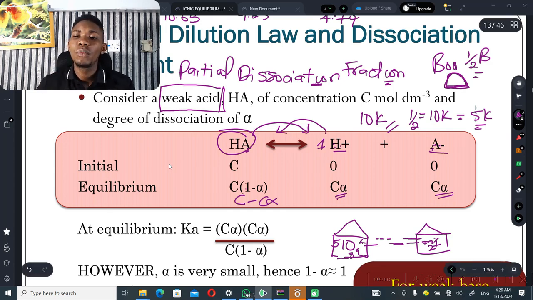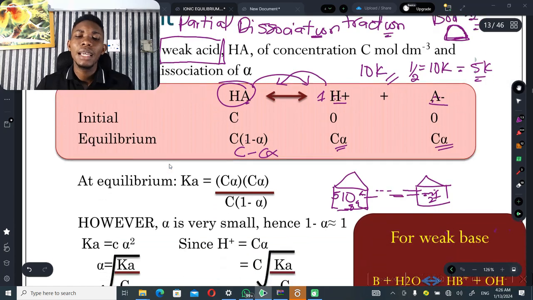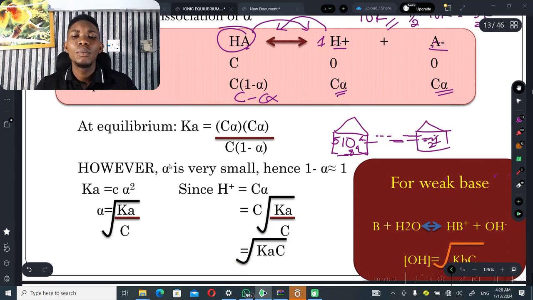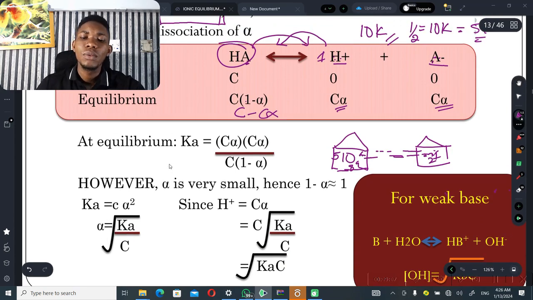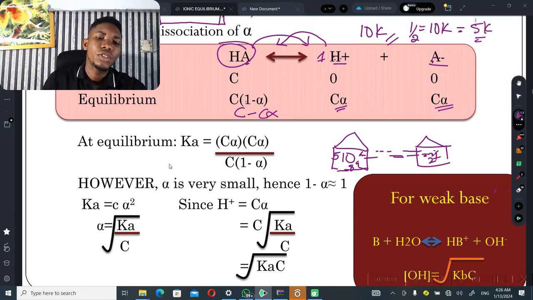So at equilibrium, what did we say happened? We said at equilibrium, if you want to pull the concentration, it will be what? My dear student, at equilibrium, the equilibrium constant Ka will be the concentration of H plus multiplied by the concentration of A minus, divided by the concentration of HA.